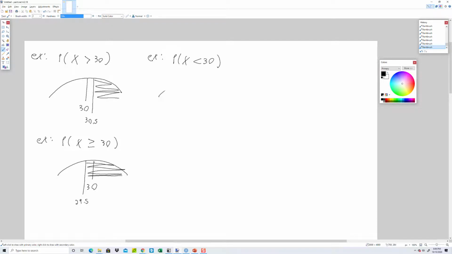Okay, probability x is less than 30. Okay, x is less than 30. That does not include 30. So my shading cannot include 30. So I'm going to subtract 0.5. It would look like that. Again, if the wording does not include 30, your shading cannot include it. If I had added 0.5, my shading would have included 30.